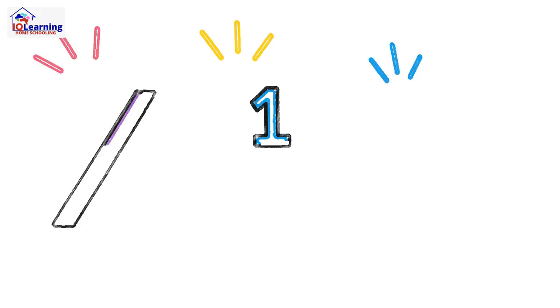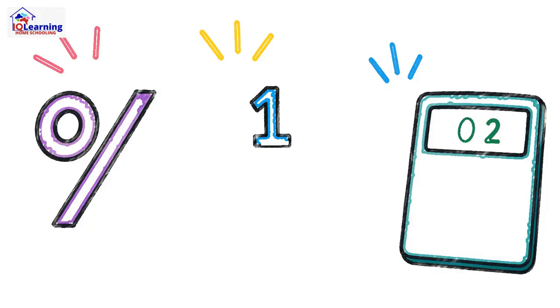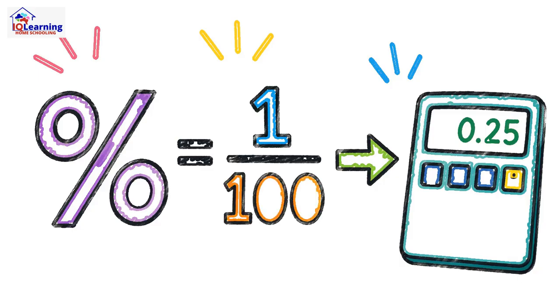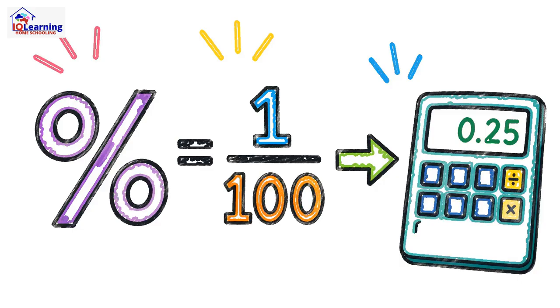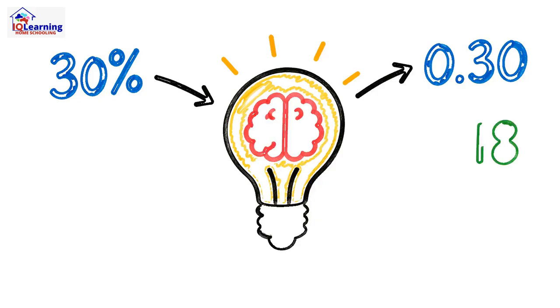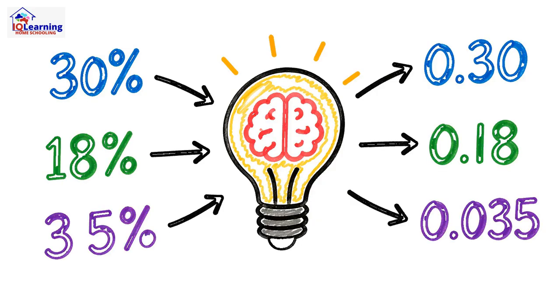You've seen it everywhere. A jacket is 30% off, your meal needs an 18% tip, or your savings grew by 3.5%. Calculating these can feel tricky, especially when it's not a simple number like 50%. But what if one single method could solve all of them? The secret isn't complicated. It's about the connection between percentages and decimals.